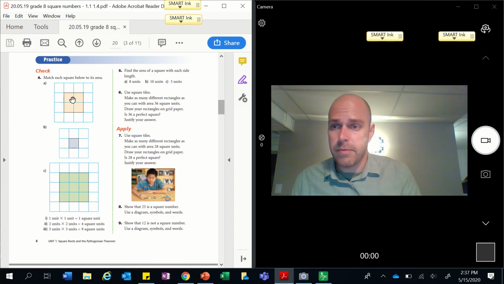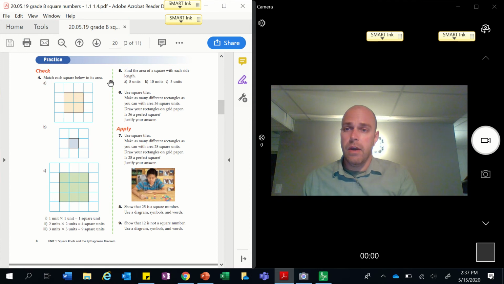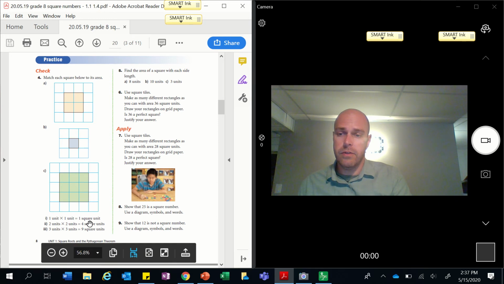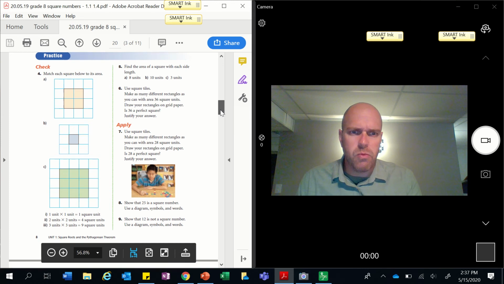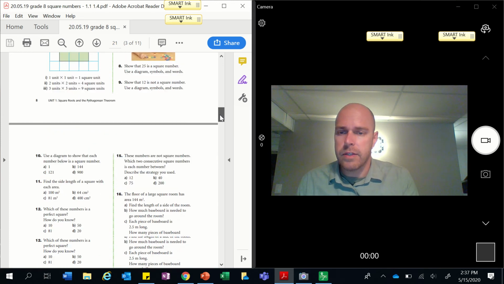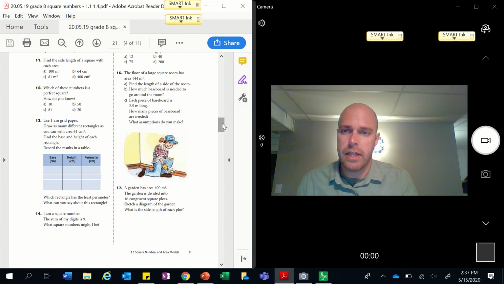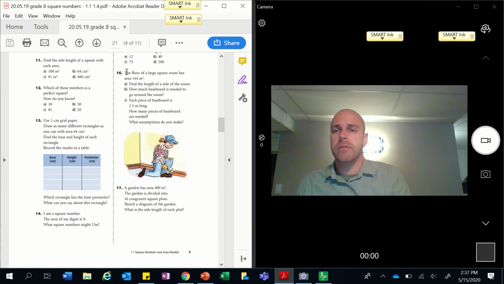So for example, it says match each square below to its area. So you see this one? The area is 4 square units. So which one is it? It's 2 units times 2 units, 4 square units. Okay? I think we've probably done this one enough. So let's move on. Oh, wait, let's look at the last part though. This person has a floor that is 144. What's the length of one side of the room?